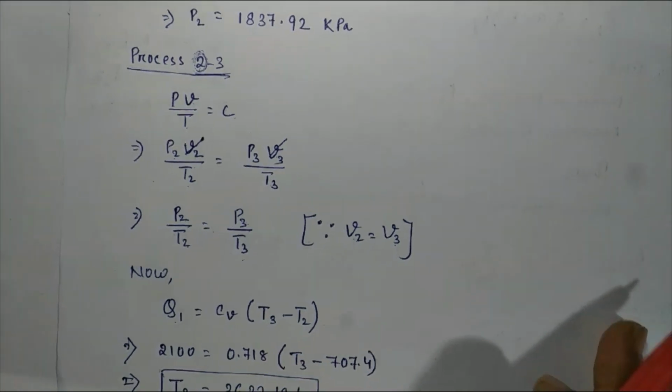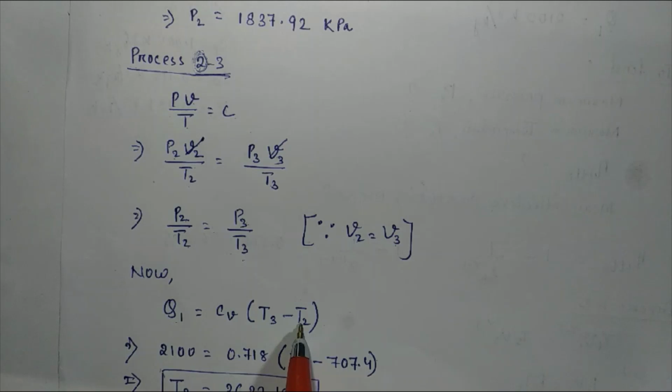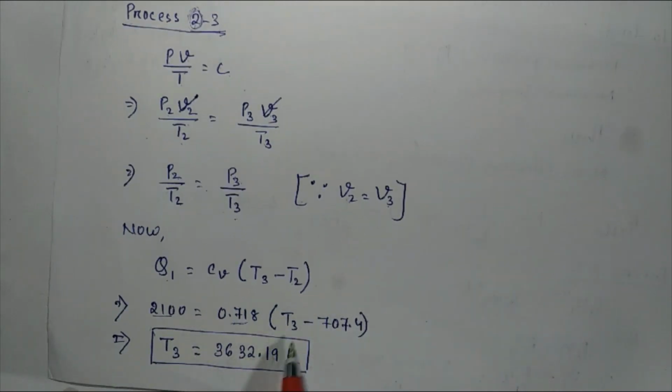The value of T2 we already calculated. After substituting all the values here, because the Cv value is the standard value that we consider here, 0.718, and the value of Q1 is given in the question, the only unknown term is T3. So solving this, we get the value of T3 to be 3632.19 Kelvin. So see, we get the value of temperature for state 3.